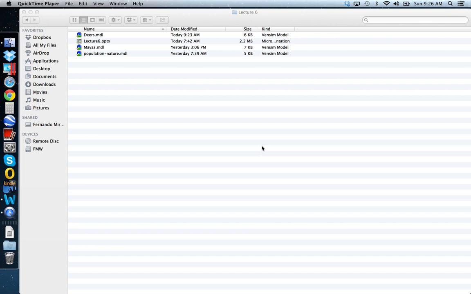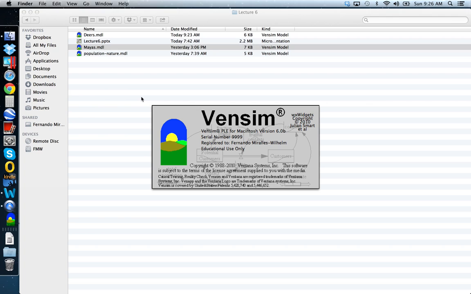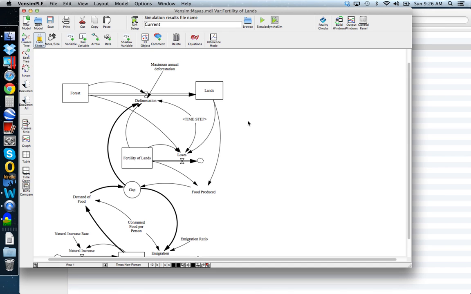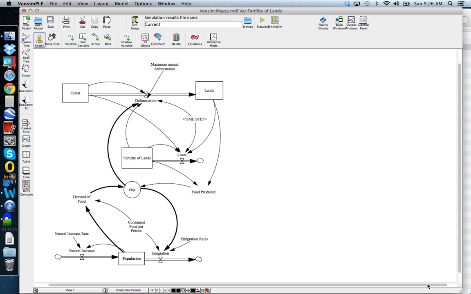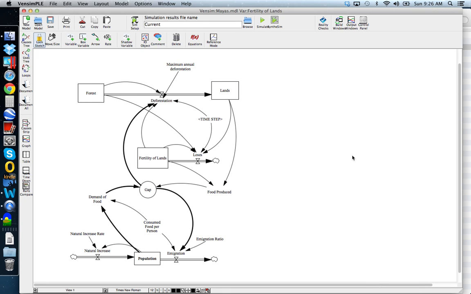In our lecture 6 directory, I'm going to fire up the Maya model in Vensim, and let's see how it shows up. Max out the window as I did before. Alright, so here is the model we were just discussing about the Maya demise, the Maya collapse, in Vensim.